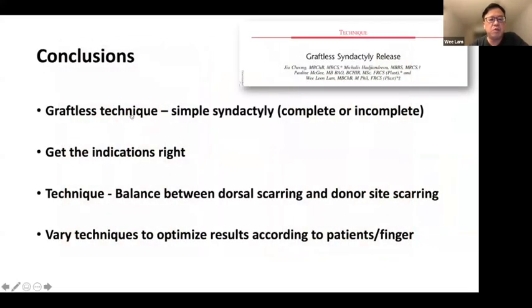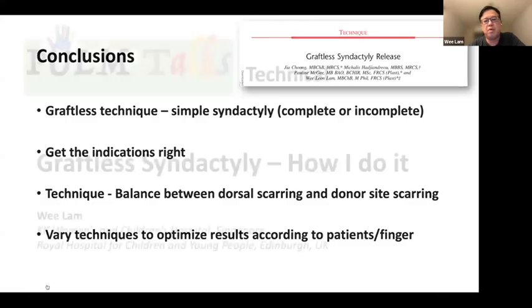So again, in conclusion, the graftless technique, I think, should be used primarily in simple syndactyly, complete or incomplete. You've got to be careful using it in complex syndactyly. I'm sure there'll be a lot of disagreements about this, and I look forward to the discussion. I think it's important to get the indications right. In terms of technique, there are many, many techniques. My preferred technique is to get a balance between the dorsal scarring and the donor side scarring. And I think we can vary the techniques to optimize the results, but the important thing is to understand the principle. Thank you.